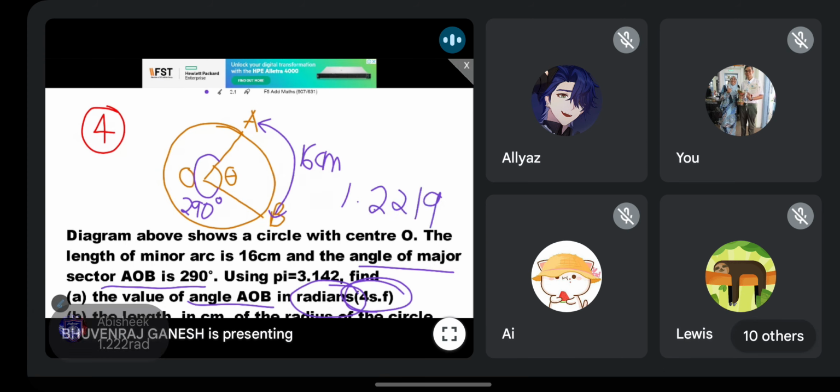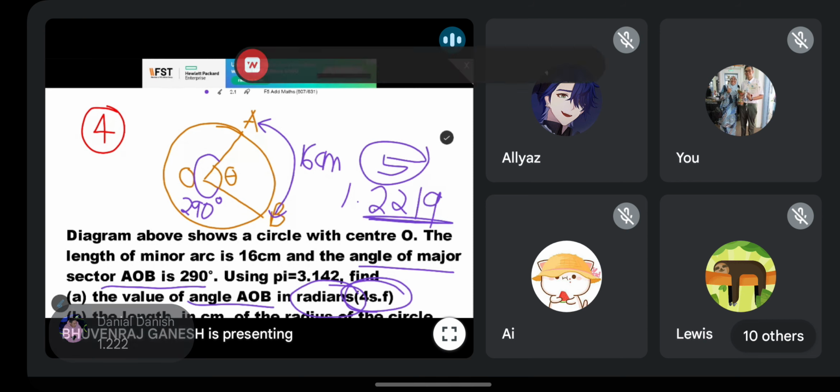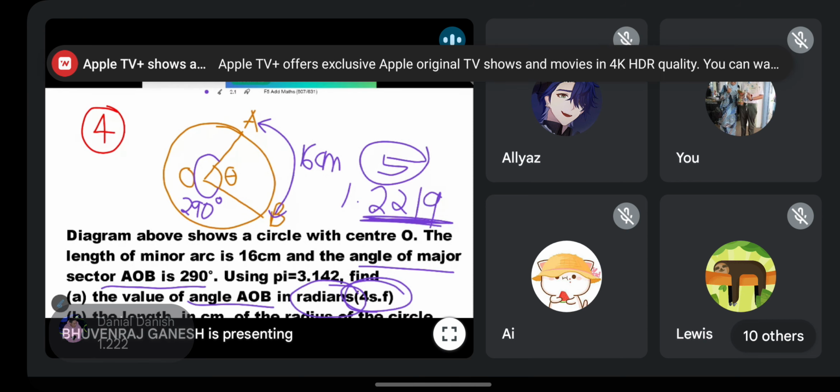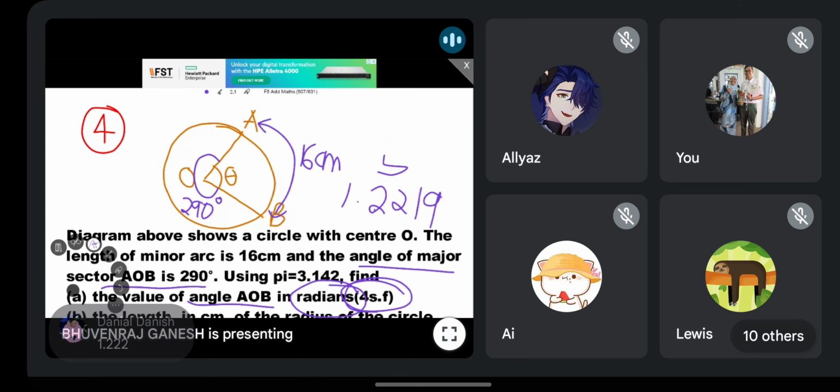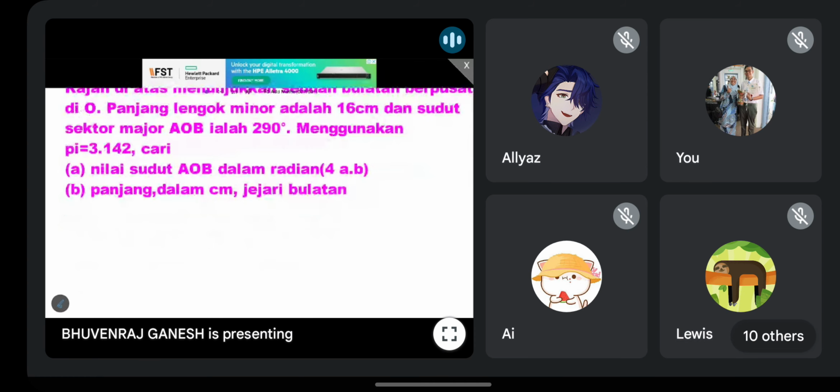1.2219. Berapa SF yang ni? This one is 5 SF. Okay, careful lah. Not 4 DP, mereka tanya 4 SF. Okay, so that's why jawapan kamu 1.222. Okay. So, kamu boleh kira lah.